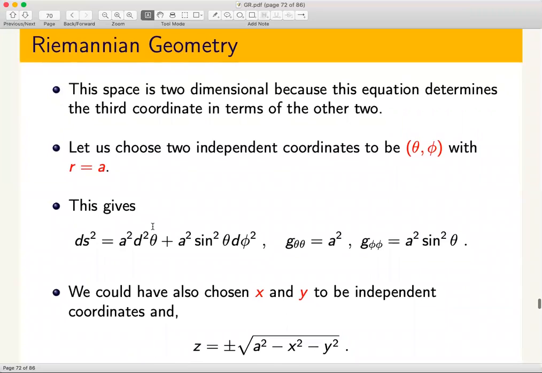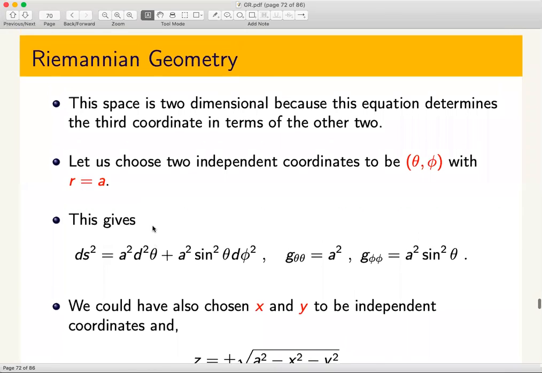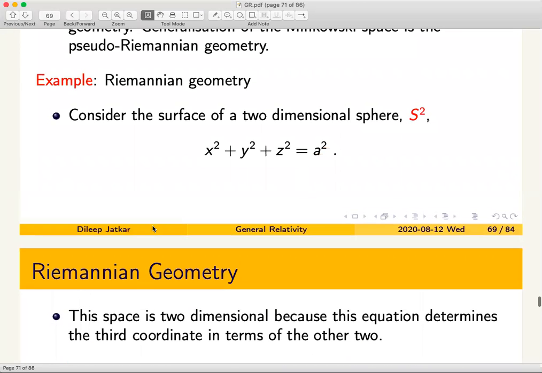But we could have chosen the original coordinates, the x, y, z coordinates, and we could have chosen, say, x and y to be independent coordinates. In that case, z is a dependent coordinate and can be written as the square root of a squared minus x squared minus y squared, with some plus or minus sign. In the original Cartesian coordinate system, where the equation x squared plus y squared plus z squared is equal to a squared was written, we have the usual Euclidean line element, ds squared is equal to dx squared plus dy squared plus dz squared.